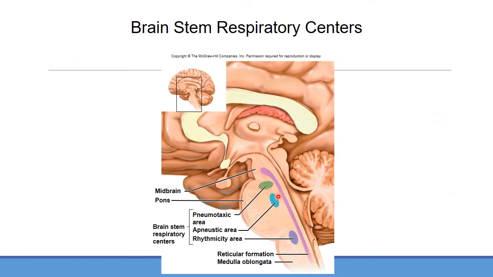So again, just another picture showing the different respiratory centers here, how they can be affecting both inspiration and expiration, having different effects there.